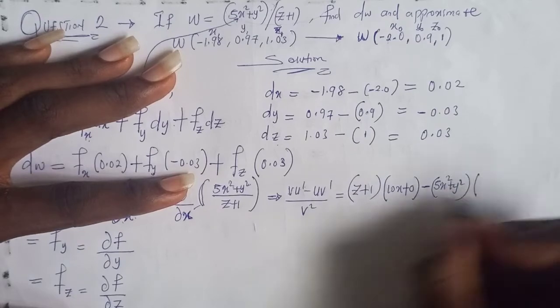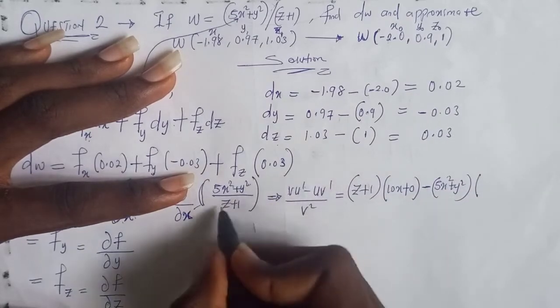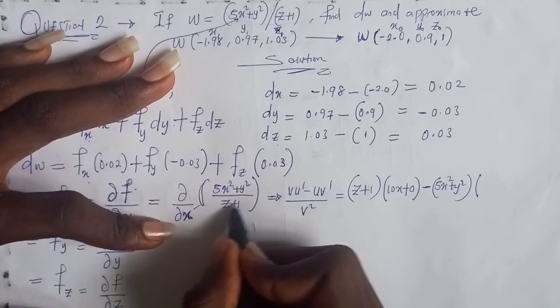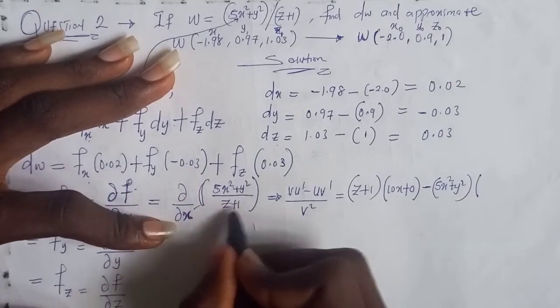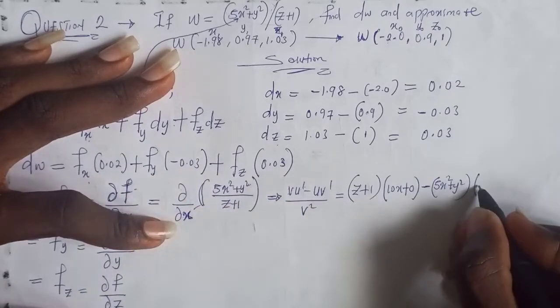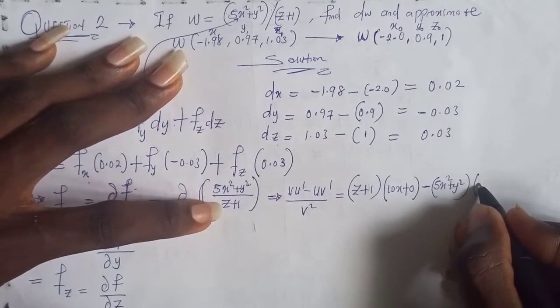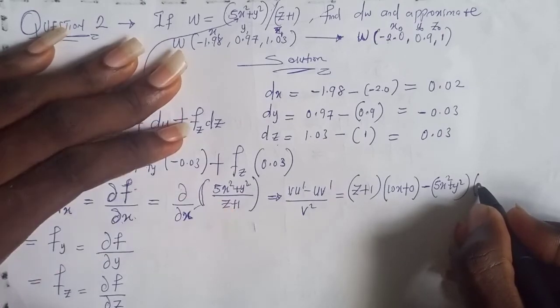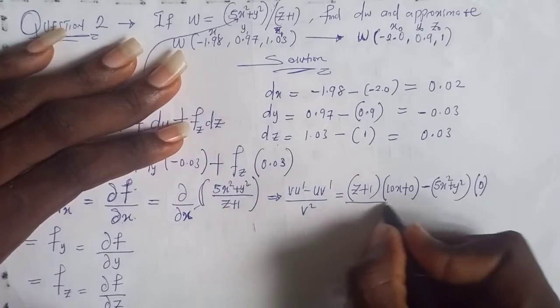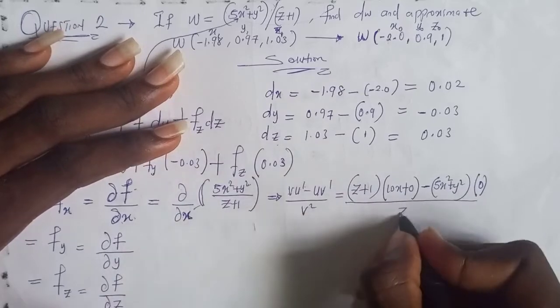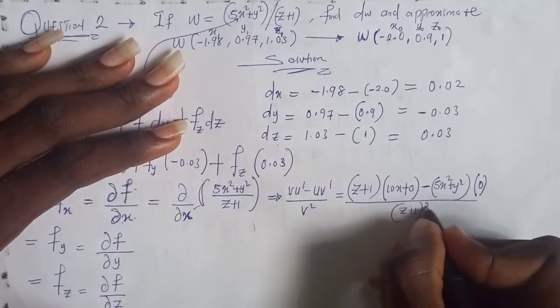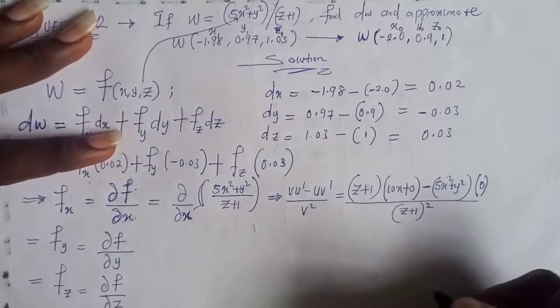So v prime gives us what? V prime is differentiate this down part, z plus 1, partially with respect to x. Is there any x to differentiate here? No. Is that not 0 plus 0? So everything gives us 0 here, divided by v squared, and v is just z plus 1 all squared. So that's how it works.